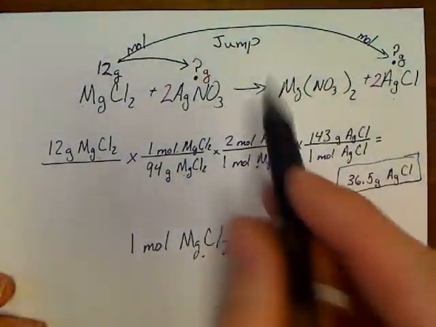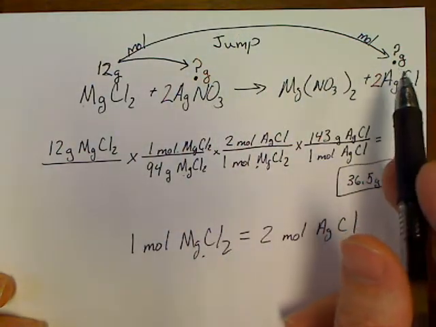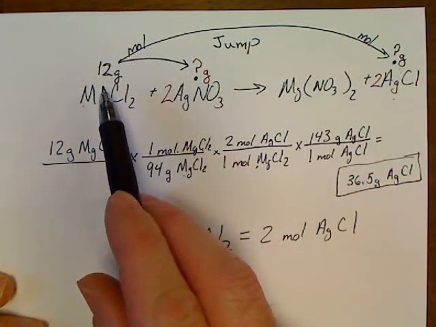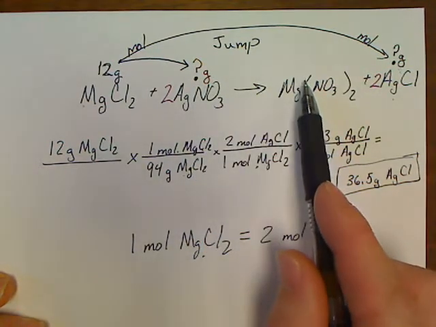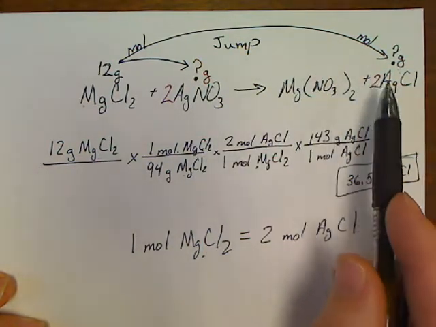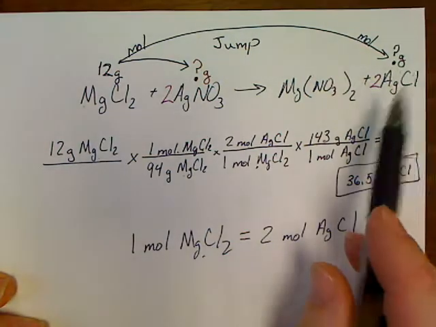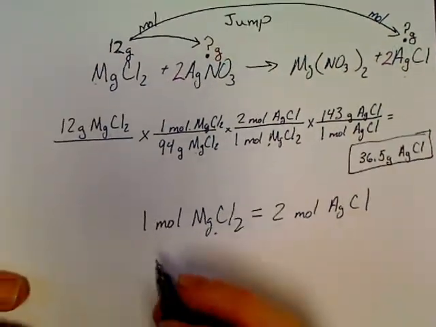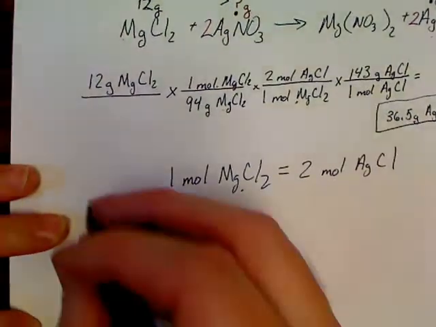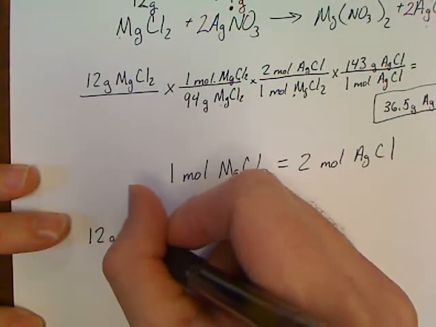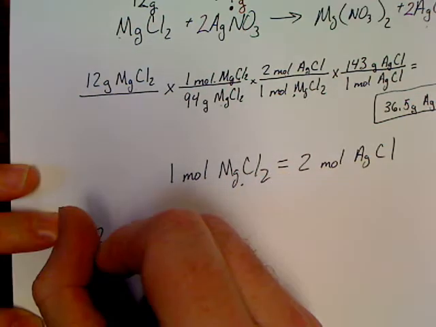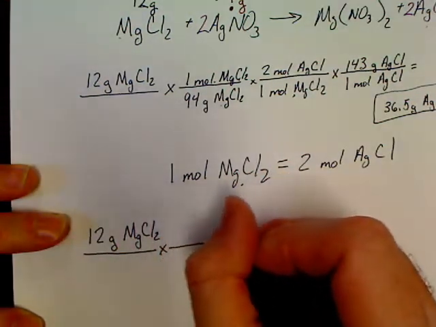Now, just like this jump all the way across here, I said, give me one number. I can tell you how many grams of this I need. I can tell you how many grams of that I'm going to make. And I can tell you how many grams of that I'm going to make. So now I can come back down here in this problem, and I'm going to start it off again. I'm going to start with 12 grams of MgCl2.